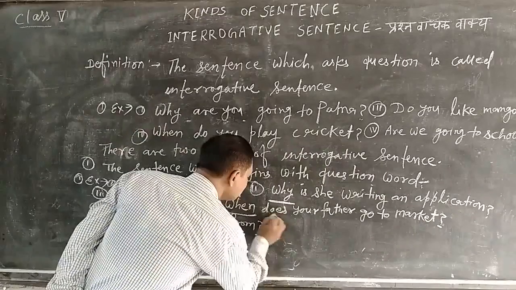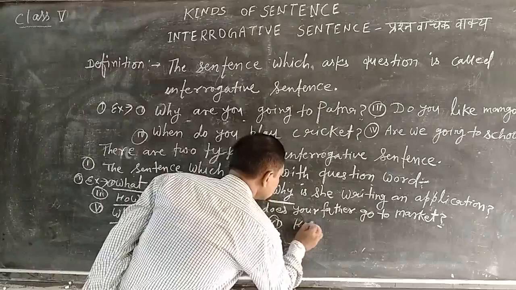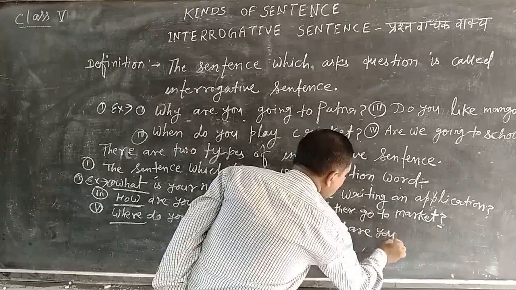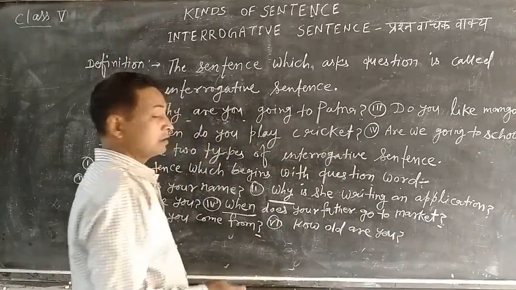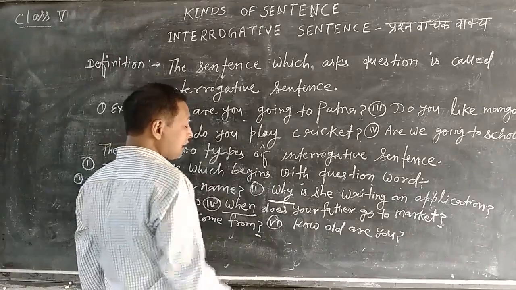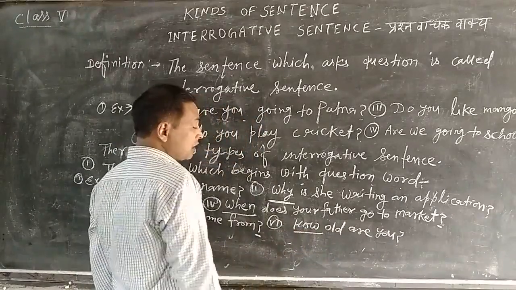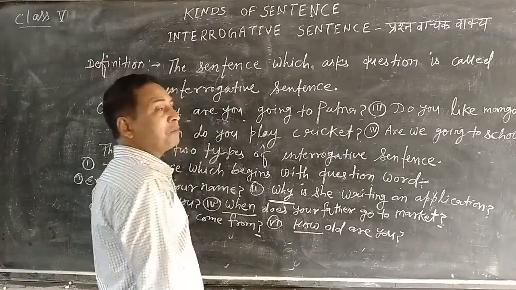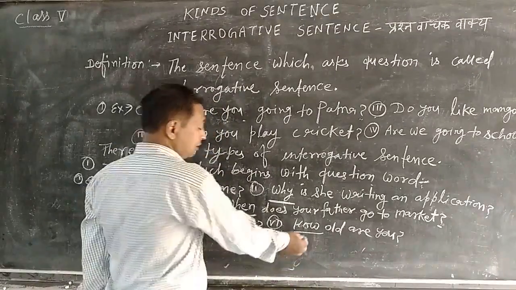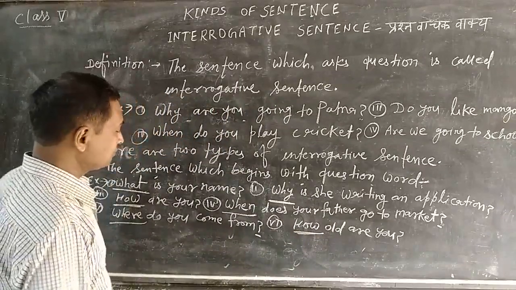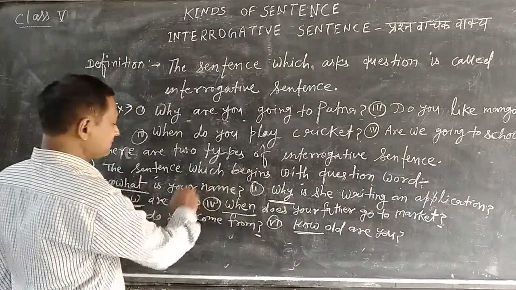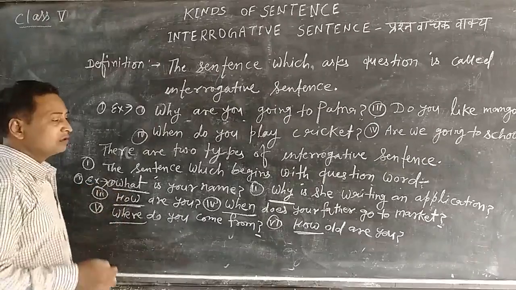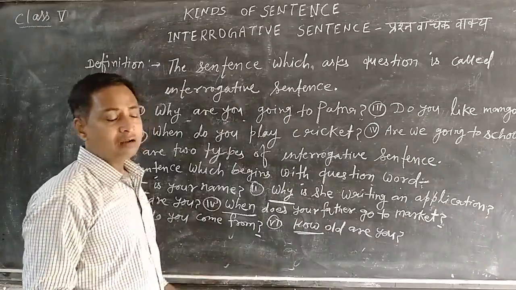In the sixth example, how old are you? This sentence also begins with question word and ends with question mark. How old are you? आपकी उम्र कितनी है? So students, these all interrogative sentences begin with question word and end with question mark.